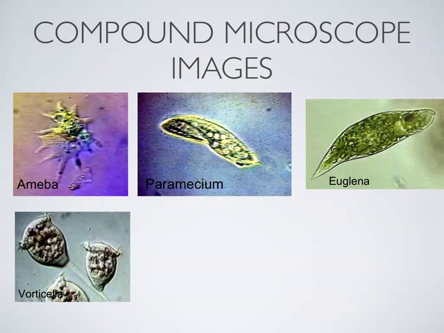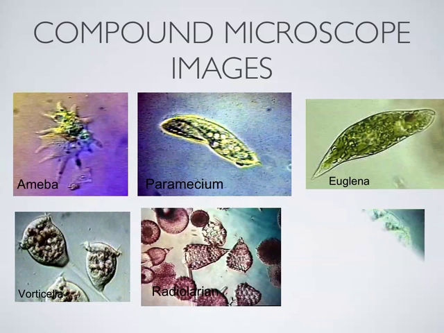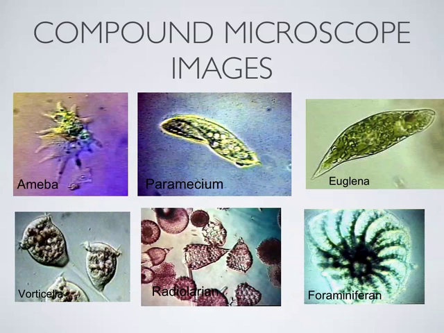Here are some others: Vorticella, radiolarians, foraminiferans. These are all living organisms that are microscopic, that until scientists created microscopes, people didn't see. They didn't know that these things exist. They're so small that they're invisible to the naked eye. You needed microscopes to discover them.